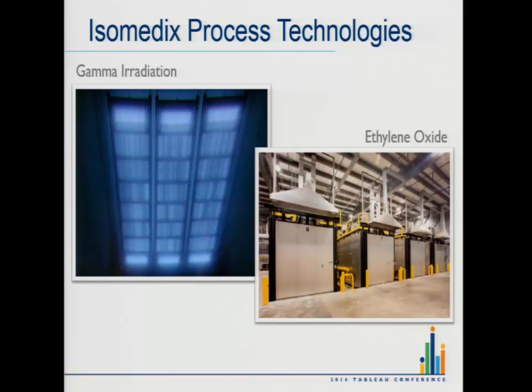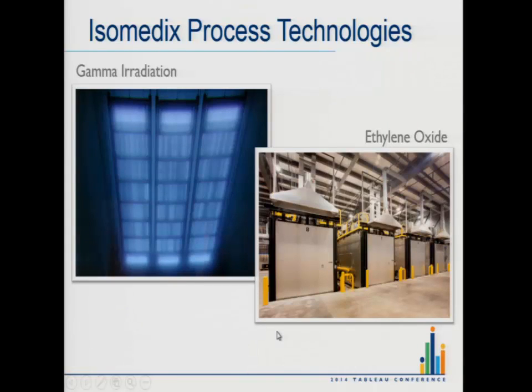For ethylene oxide gas, we have chambers similar to this. This is a picture from our El Paso facility, where product is sent by forklift into the chamber. The doors are closed. The ethylene oxide gas is pumped into the chamber, and then the product is pulled out and put into an aeration room, where it off gases and gets all the other residual gas that could have accumulated inside the product out of it before it gets shipped off to the customer.